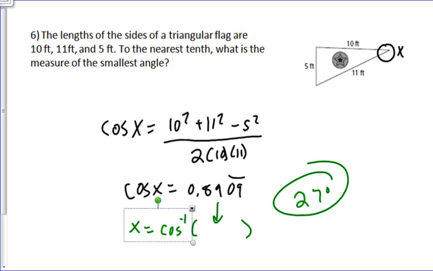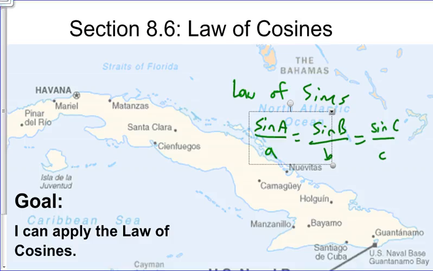So there's just a real world application. Looking at flags, architectural engineering things come in handy, anything with triangles and angles. So again, that's the law of cosines, just another way to demonstrate how to find missing side lengths or angles of a triangle. So please refer back to that goal and see how you did and what you learned, any questions you might have. That's all we got on the law of cosines. We'll see you next time.